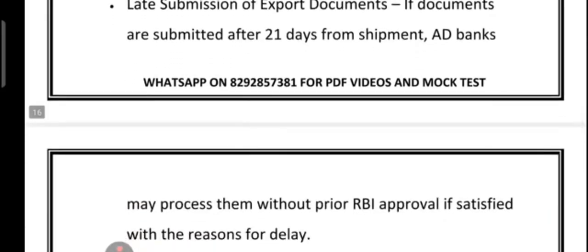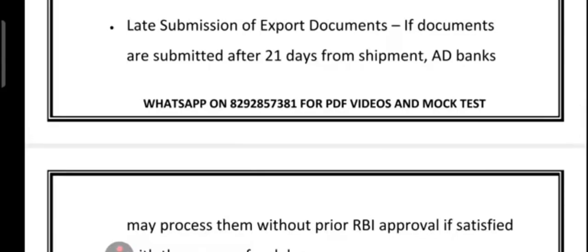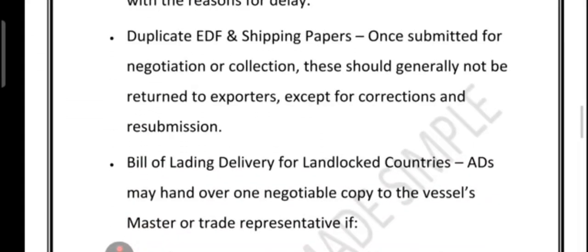Fourth point is that there is something called late submission of export document. I told you, duplicate EDF form and shipping paper. Once you give the bank your shipping paper or EDF form for payment, you normally can't get those shipping paper and EDF form back unless you need to make correction and resubmit.